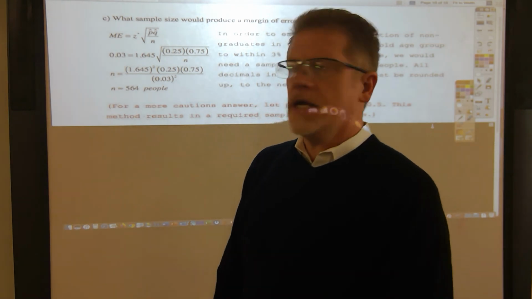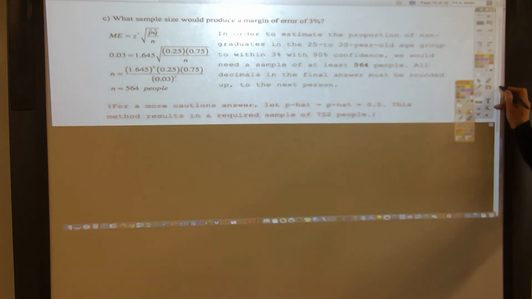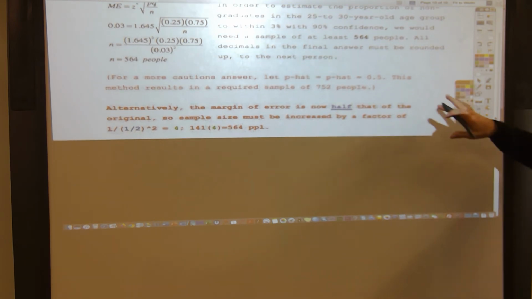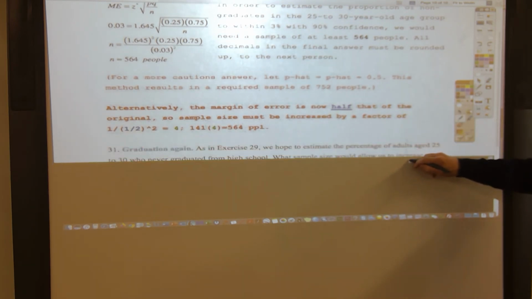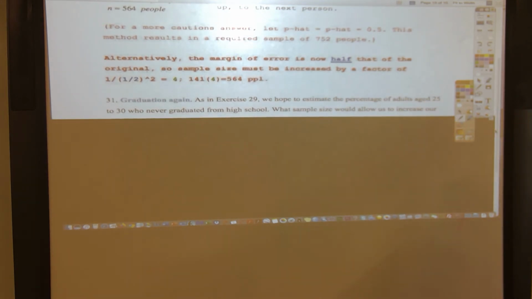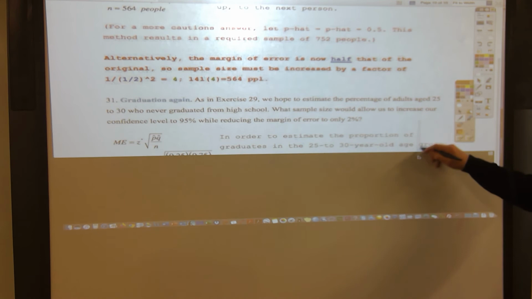So, yeah, there's a little bit of math in there, some algebra. And then, finally, alternatively, this alternative stuff is nice to know but not need to know. Okay, graduation again. As in exercise 29, we hope to estimate the percentage of adults.